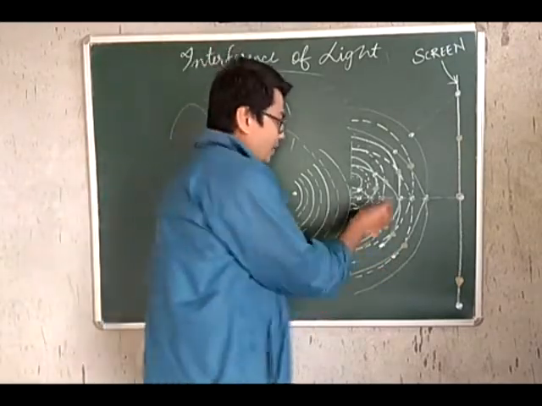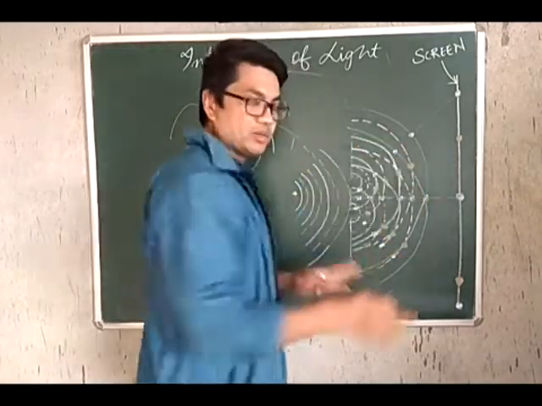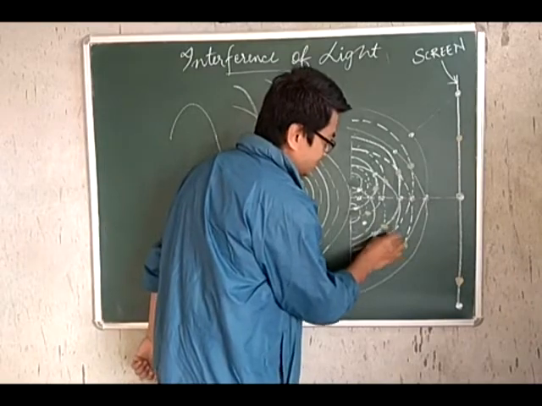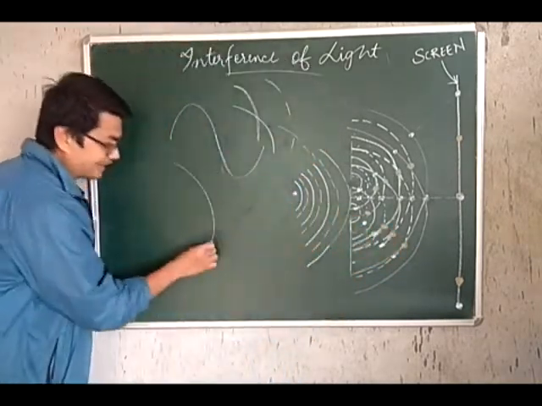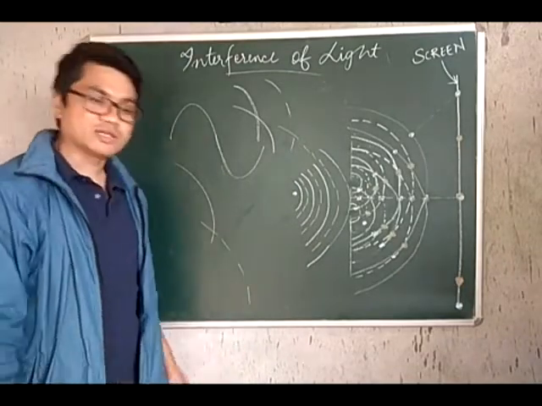But there are also points like these points here. My picture may not be very clear, but that is exactly what I have tried to depict over here. Now these are points where a solid line is meeting a broken line coming from another source.